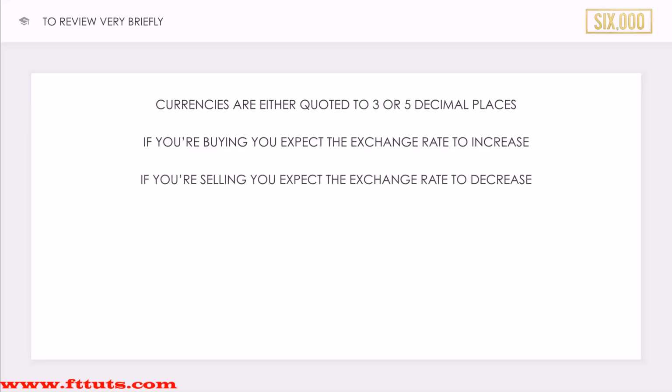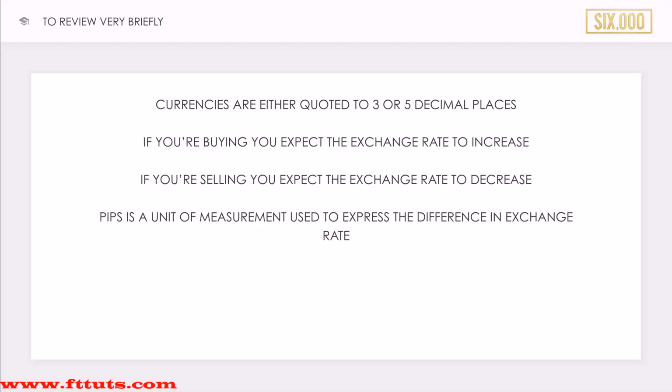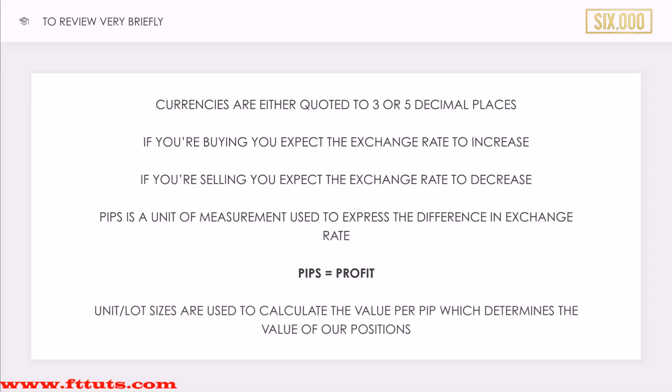We also learned that if you're buying, or going long in the market, which would be bullish, you expect the exchange rate to increase, therefore you'd make profit. And if you're selling, which would be going short, you expect the exchange rate to decrease. We also learned that pips is a unit of measurement used to express the difference in exchange rate, and simply put, pips equal profit. And finally, unit and lot sizes are used to calculate the value per pip, which determines the value of our positions.